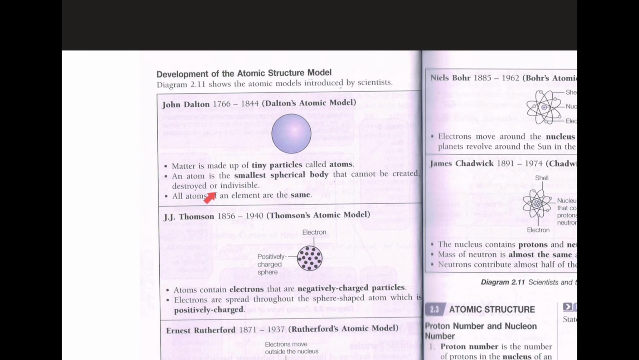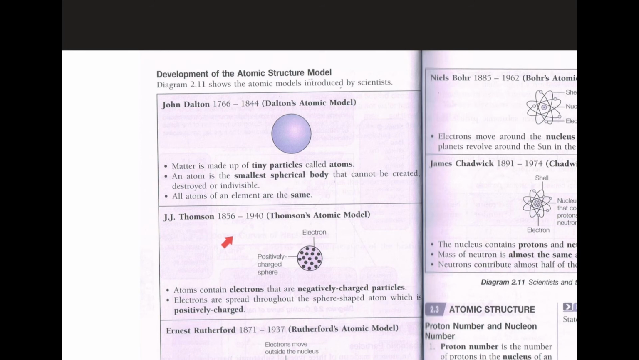All atoms of an element are the same. That means if iron, then all of them are balls of this size. If, let's say, copper, then it is a slightly bigger or maybe slightly smaller ball. Different size. J.J. Thomson, the second scientist.